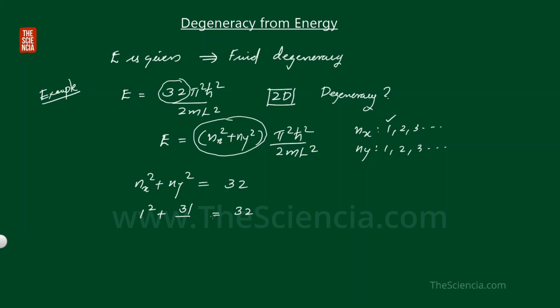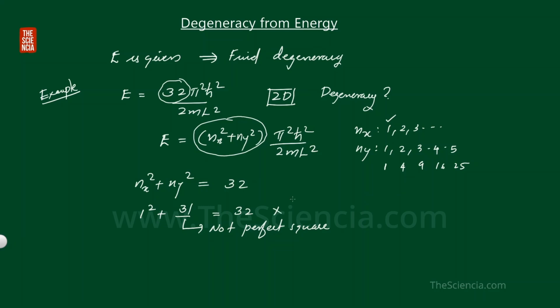No, because the ny values are 1, 2, 3, etc., and their squares will be 1, 4, 9, 16, 25 only. So 31 is not a perfect square. Any value of ny will not give 31, so this is not possible.